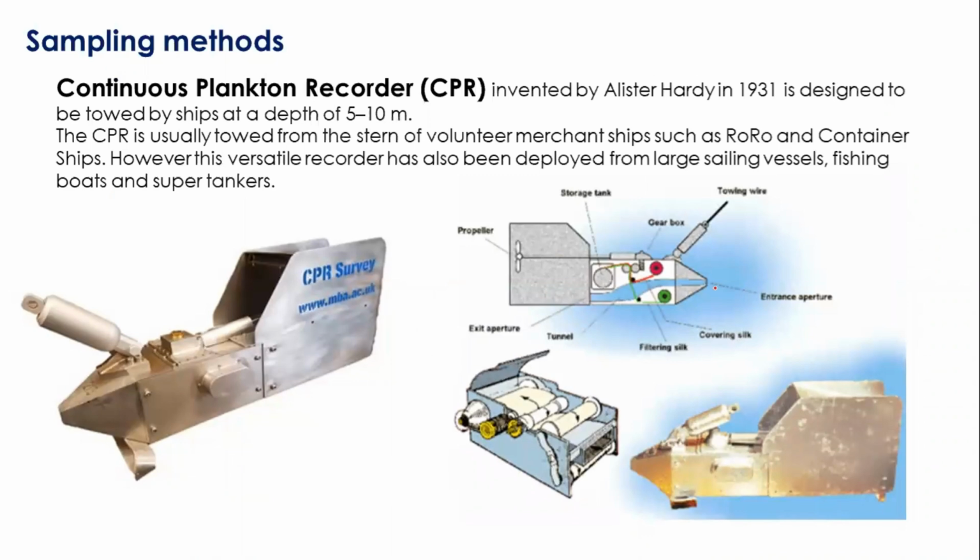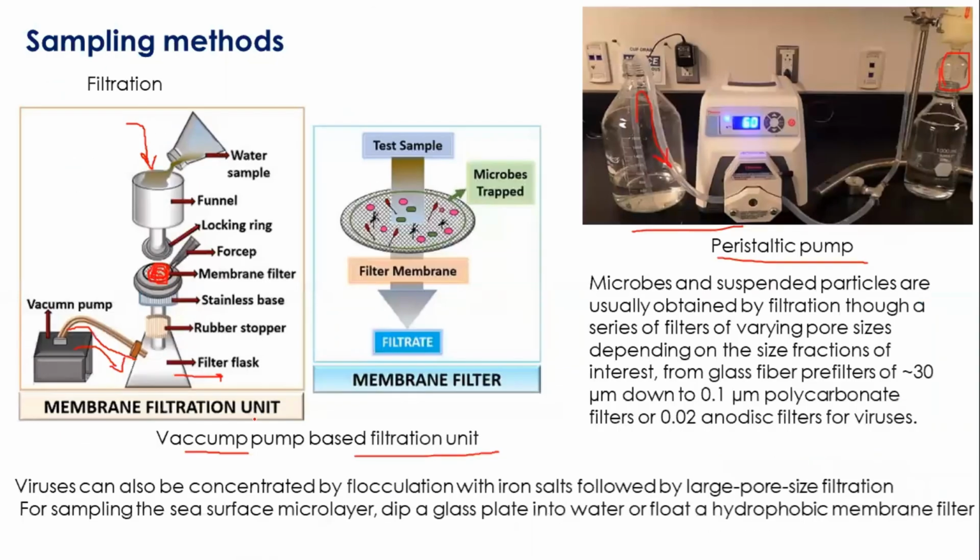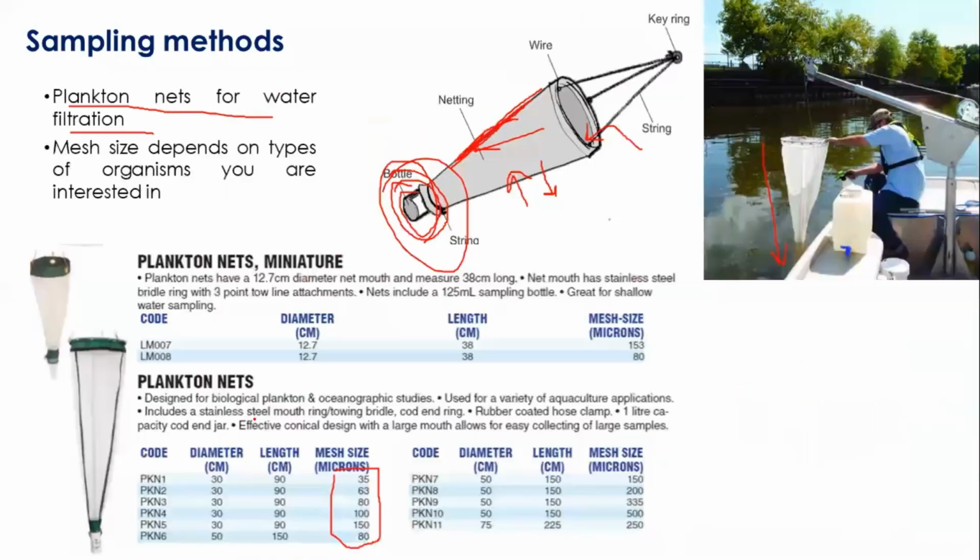Another method, which was invented in 1931 by Alister Hardy, is the continuous plankton recorder. What it does is that you can tie it to the bottom of the ship, okay, and then it can continuously collect the samples, which, after the ship comes back to the shore, you can remove and then analyze. Okay, so this is the continuous plankton recorder, right? So these are some of the methods of how you collect the water sample and the sediment sample.